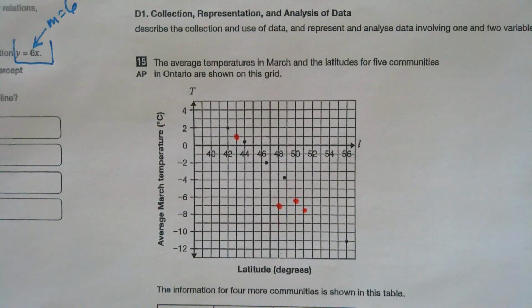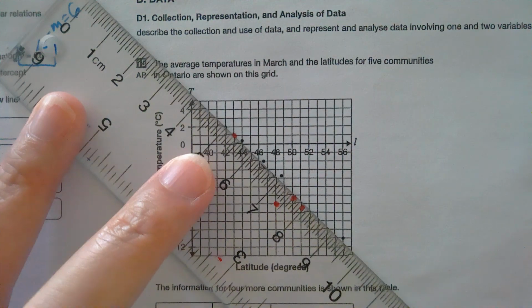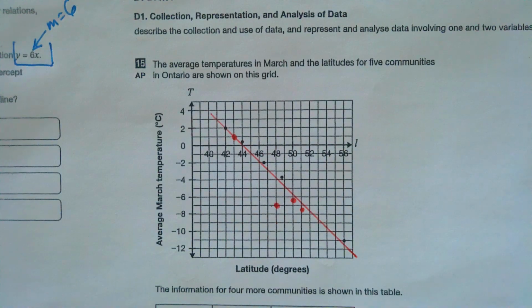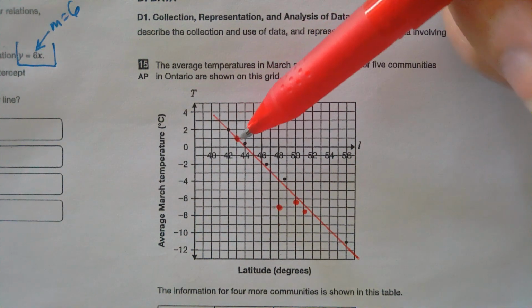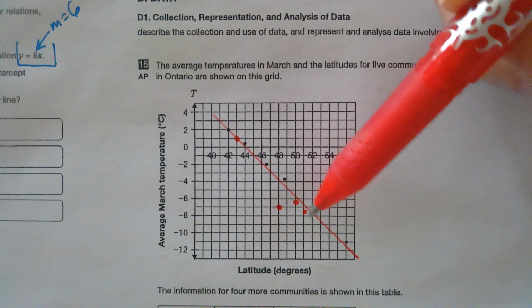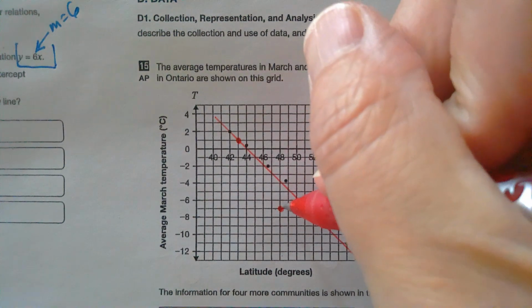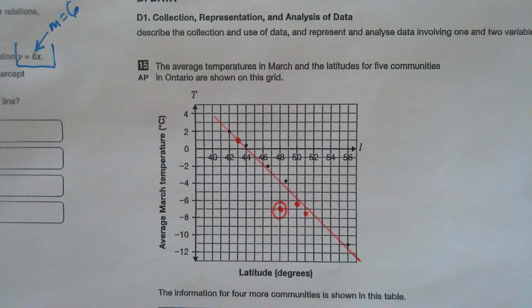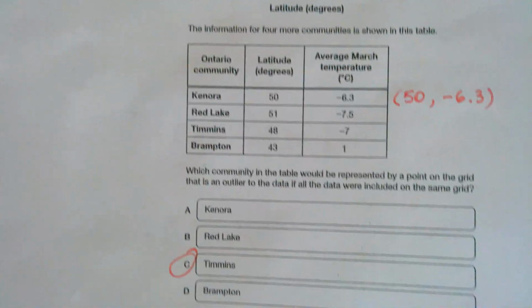If you look at those points, you can see that they don't line up perfectly, but if you were to do a line of best fit, you'll get something like this. Remember, a line of best fit goes through as many points as you can, with the same amount of points above and below the line. So we can tell that this point right here is an outlier. That one was Timmons. So C is the outlier.